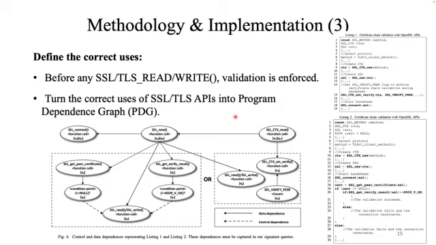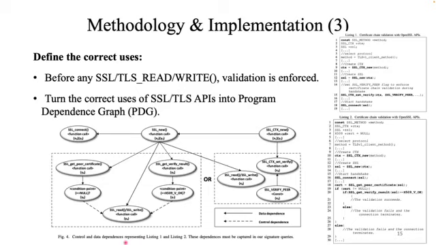Next is to define the correct use. So correct API usage patterns are defined. For example, SSL and TLS read or write operations should only occur after a validation check. These patterns are modeled as program dependence graphs for automated analysis.